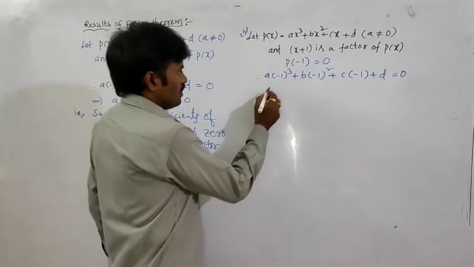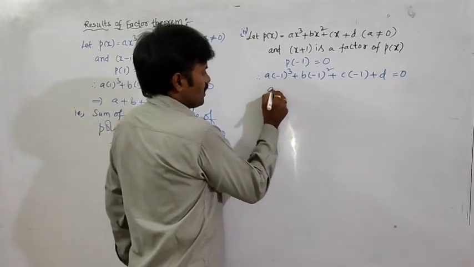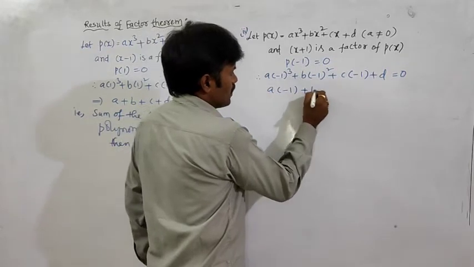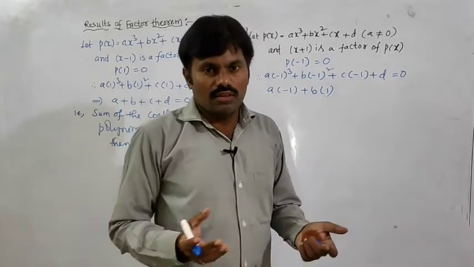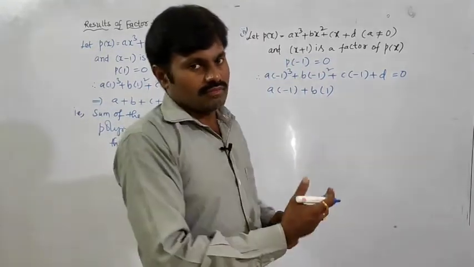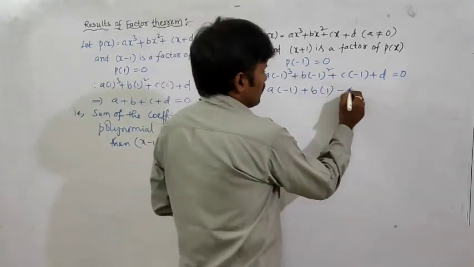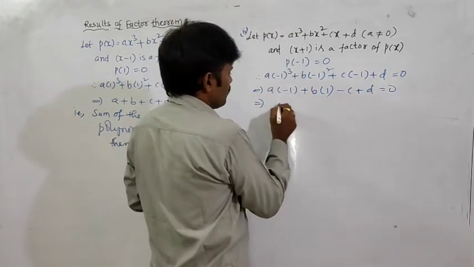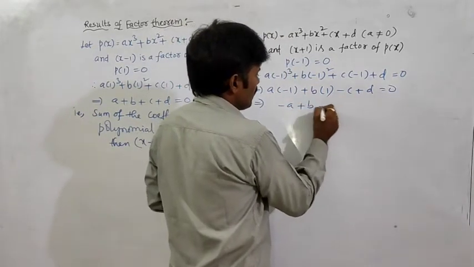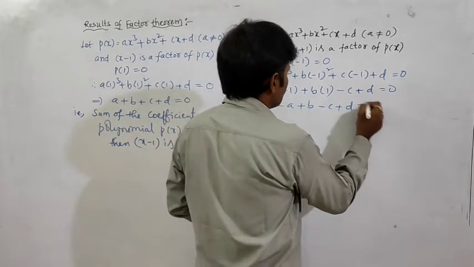Now, minus 1 whole cube value, how much? Minus 1. Plus b into minus 1 power 2, that is 1 itself because of even power, so always we will get positive. Minus c plus d. So a into minus 1, minus a, plus b, minus c plus d is equal to 0.